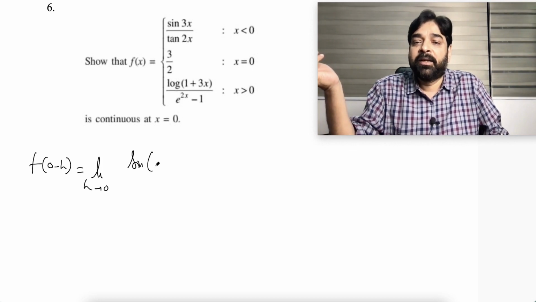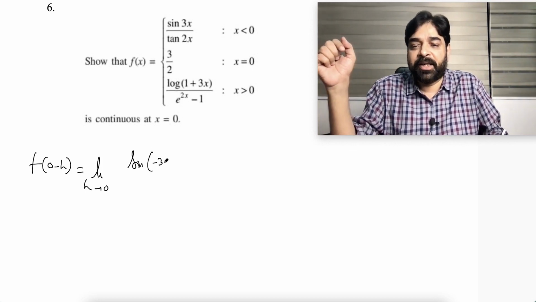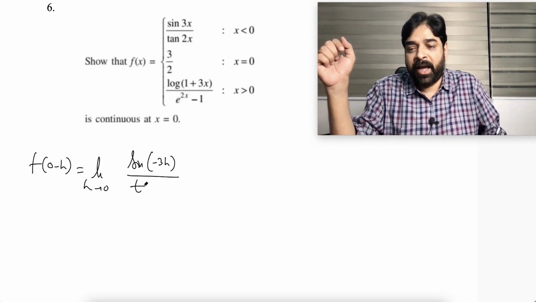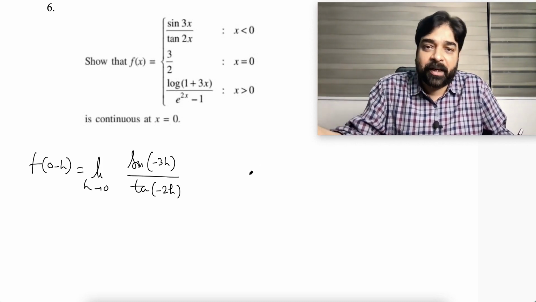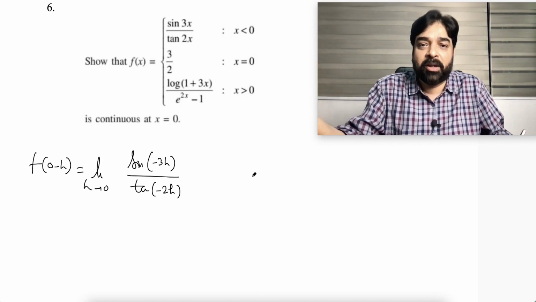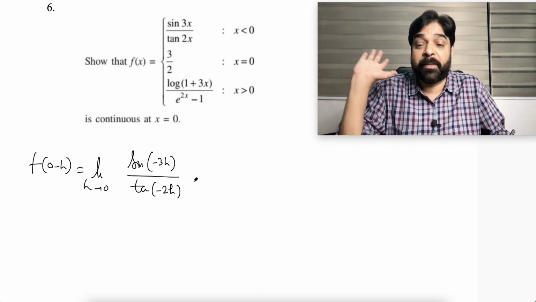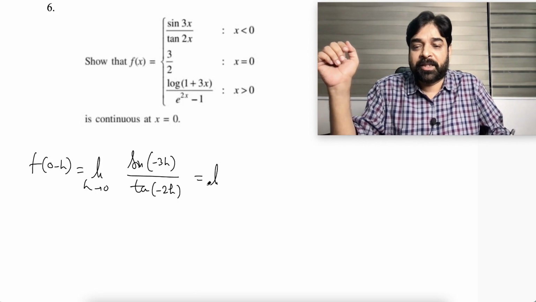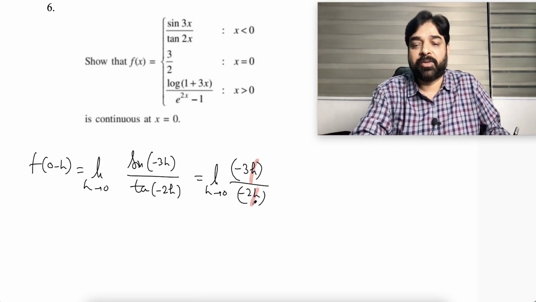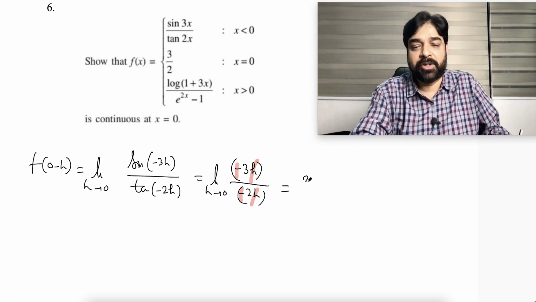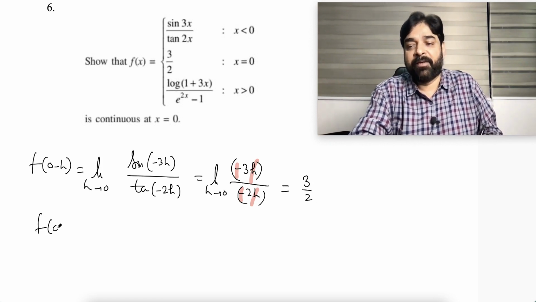So we will say sin of minus 3h, meaning minus 3h divided by tan of minus 2h. I hope all of you remember. Sin x we can write as x. Tan x also we can write as x. Please try to recall the limits. If you do not know limits, it will be a problem. So this will be equal to limit h approaches 0, minus 3h by minus 2h. You can simply say these two get cancelled, minus gets cancelled, and the value is 3 by 2. And f of 0 plus h will be what? Limit h approaches 0.